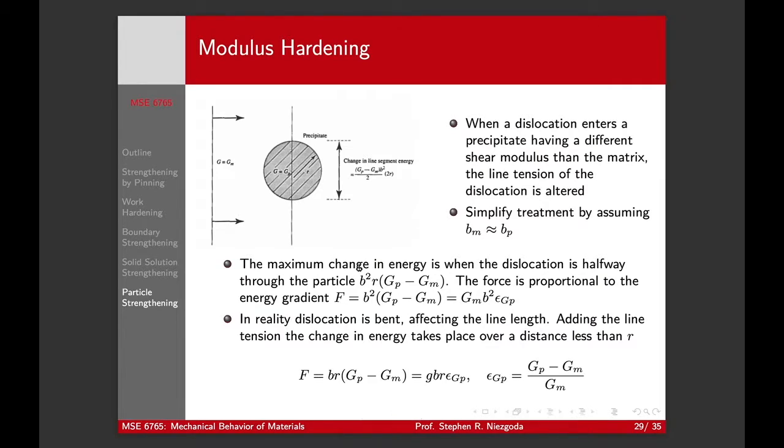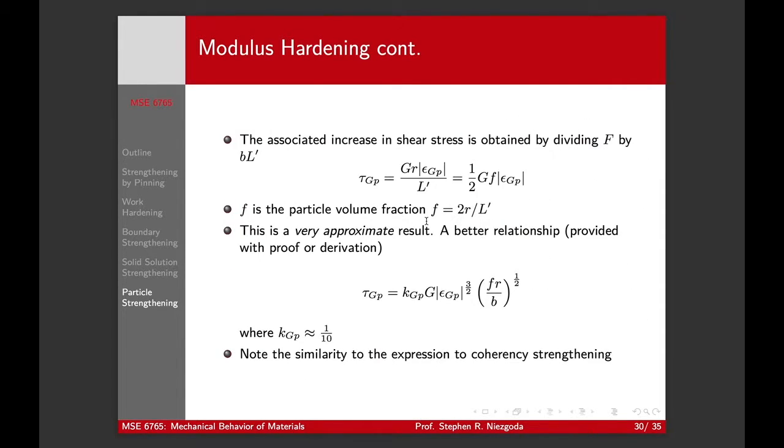Right, that was the force. We want to make this a shear stress, so we're going to divide the force by the effective distance between, times the Burgers vector. And we end up with a form here. It's a really approximate result, right?